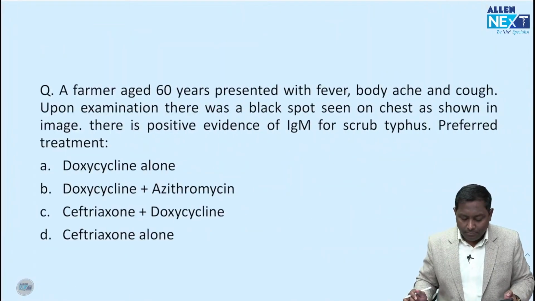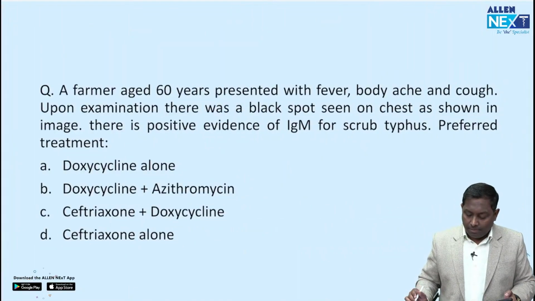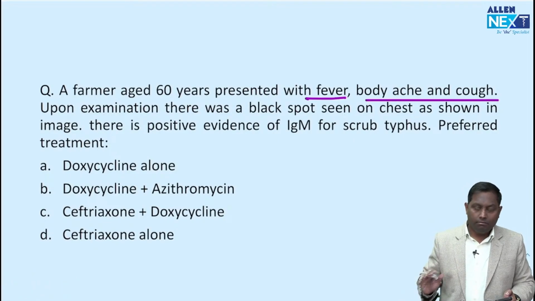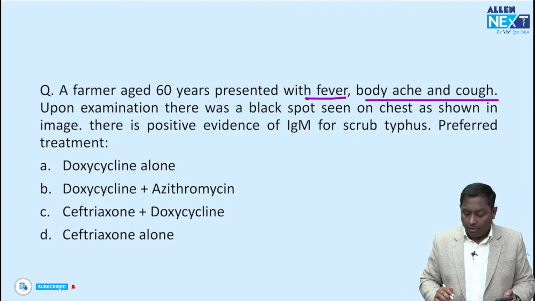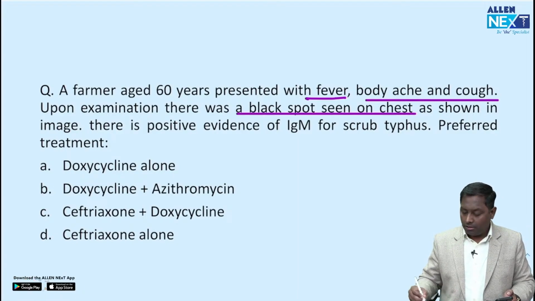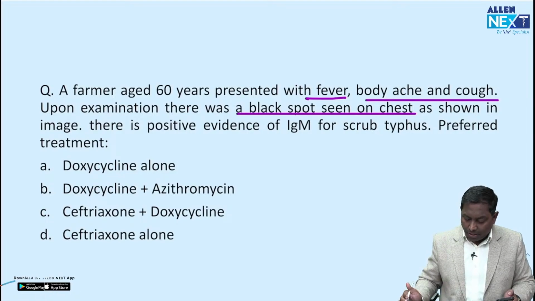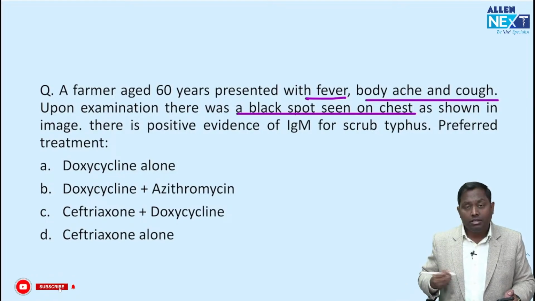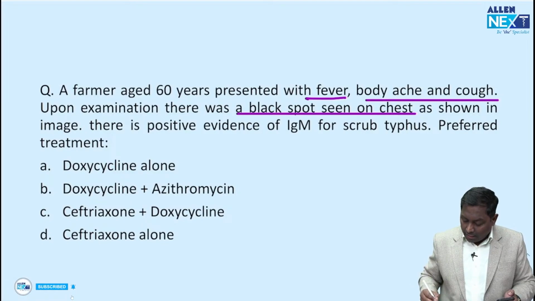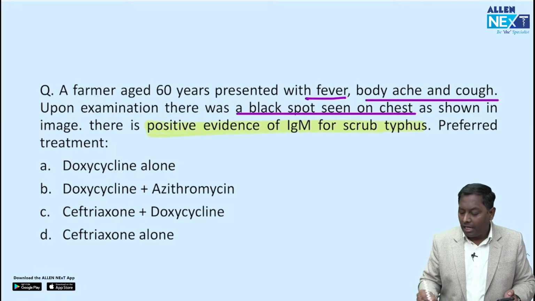Next one. A 60-year-old farmer presented with fever, body ache and cough. So there were some non-specific symptoms. Upon examination, there was a black spot on the chest as shown in the image. The image is not here; I think due to some PowerPoint setting, the image is removed from here. But even if there is no image, look at the line of the question. There is a positive evidence of IgM for scrub typhus.